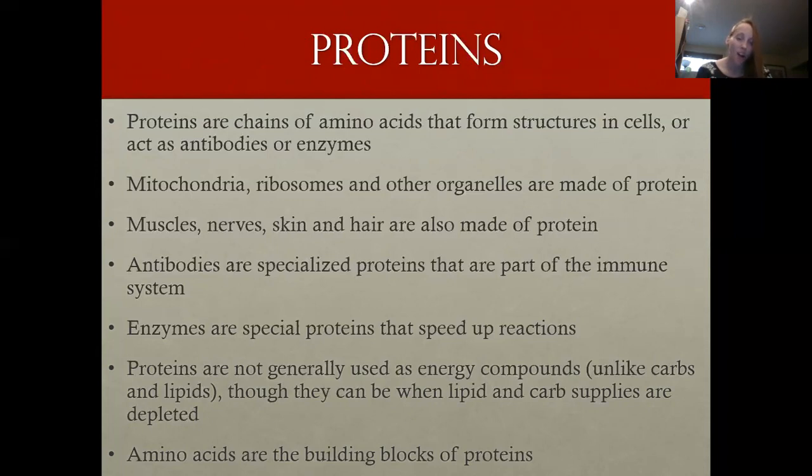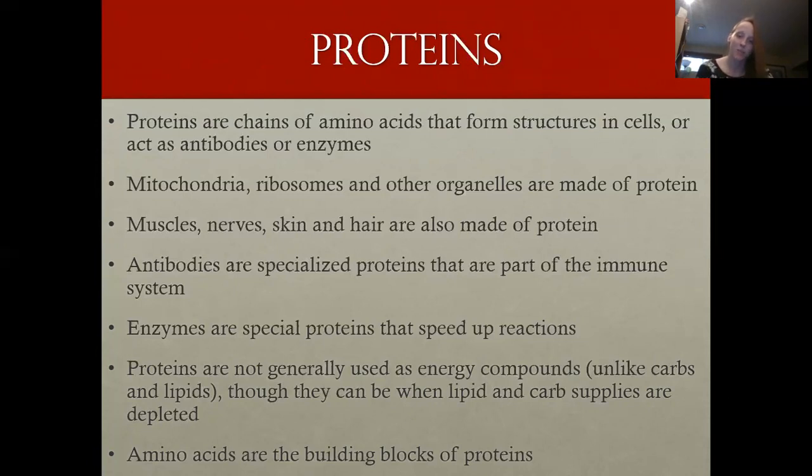Proteins are usually not used as a source of energy. However, if you completely run out of first your carbs, your short-term energy supply, and then also burn through all of your stored fat reserves, which would only happen if you were literally starving for weeks on end, then you might get to the point where you start breaking down some of your protein, essentially your muscles, as a source of energy.